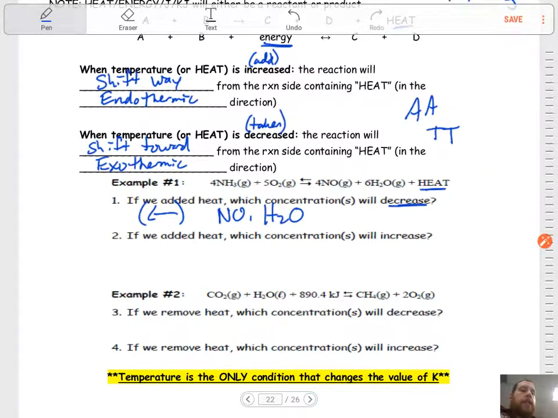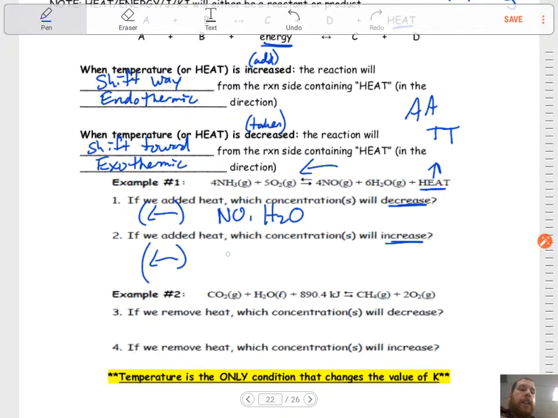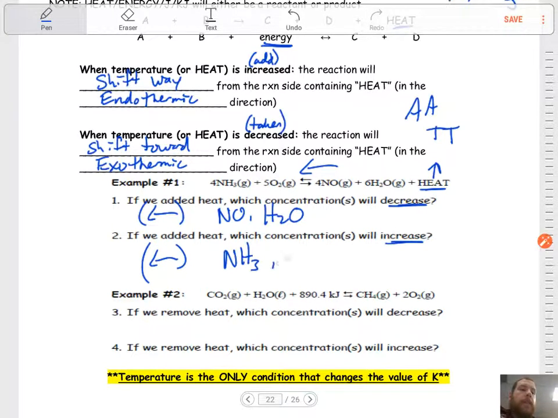Okay? So number 2, separate. Redo the equilibrium. If we add heat, so heat's going up, it's going to shift to the left again. Which concentrations will increase? That means everything on the side where my arrow is pointing. So equilibrium arrow is to the left. That means everything to the left of my reaction arrow is going to increase. So that would be ammonia, and it would be oxygen. I would encourage you guys to pause the video, do example 2 on your own, and then come back and check it out.